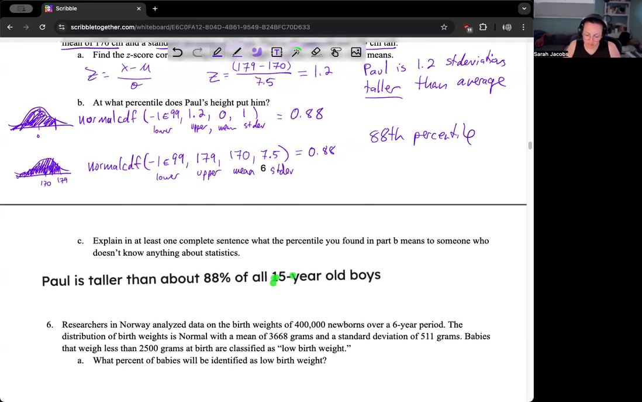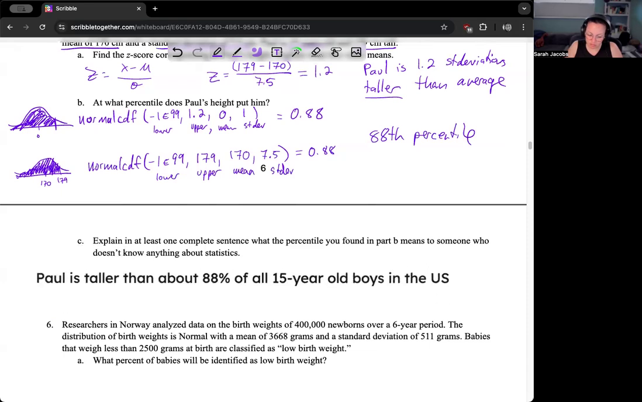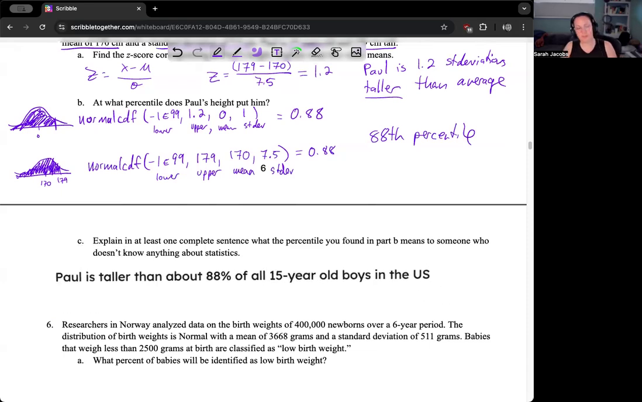Yeah, it doesn't say that the National Center for Health Statistics is the U.S. National Center. We can sort of assume. Although in a real situation, we should be as specific as possible in our questions and our answers. Okay, so that's what the percentile means. He's doing better than, or is taller than, that percent.